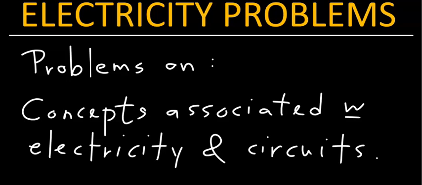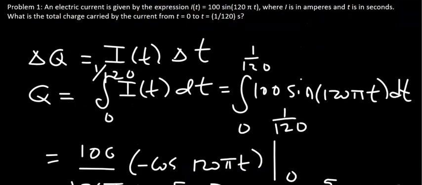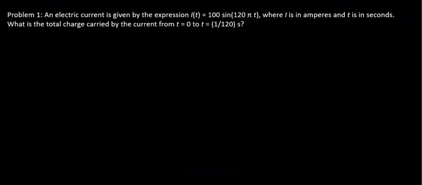In this video, we will look at a few electricity problems. These are problems on the concepts associated with electricity and circuits. Problem 1. An electric current is given by this expression.